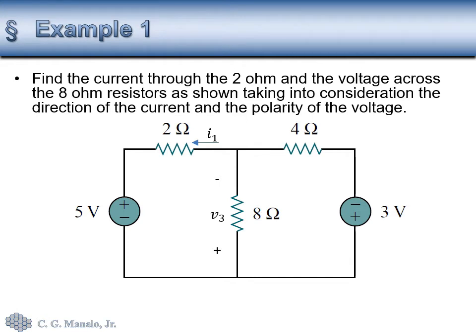In the previous example, the use of KVL there was a sort of an overkill. So let's put to use KVL in a more complicated problem. Here we have a network with two independent sources. So we have the 5 volts and the 3 volts. And the problem is asking us to find I sub 1, which is in the indicated direction, and also the voltage V sub 3 with the indicated polarity as well.